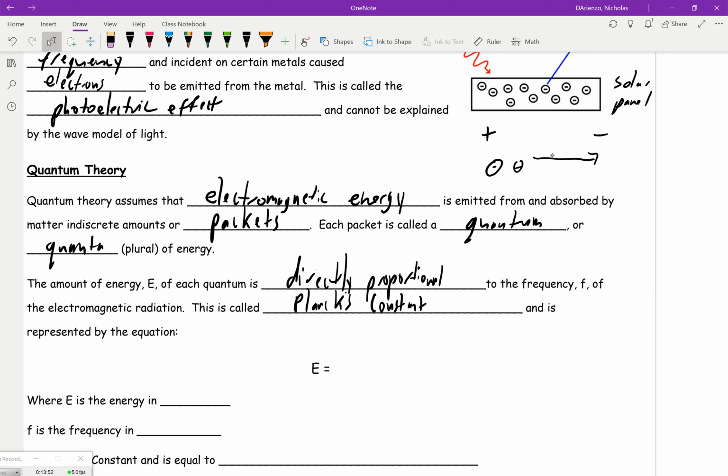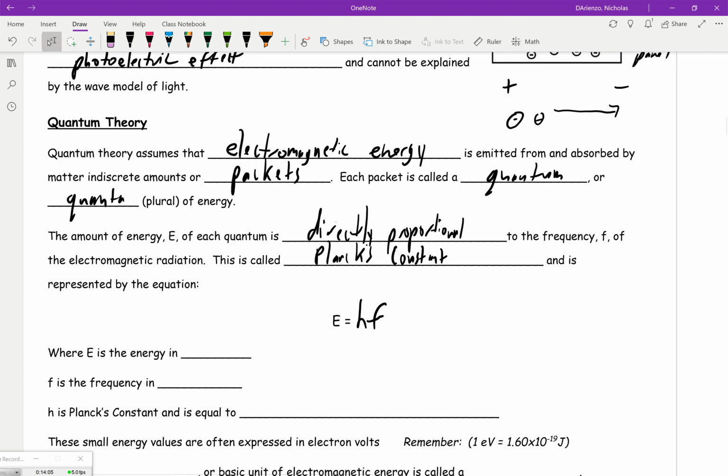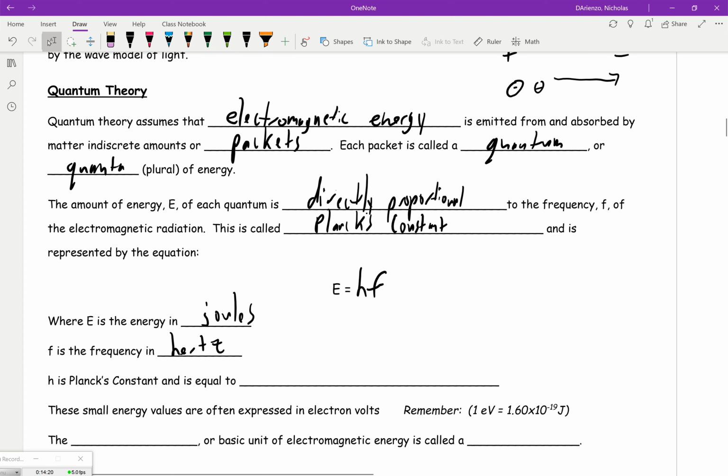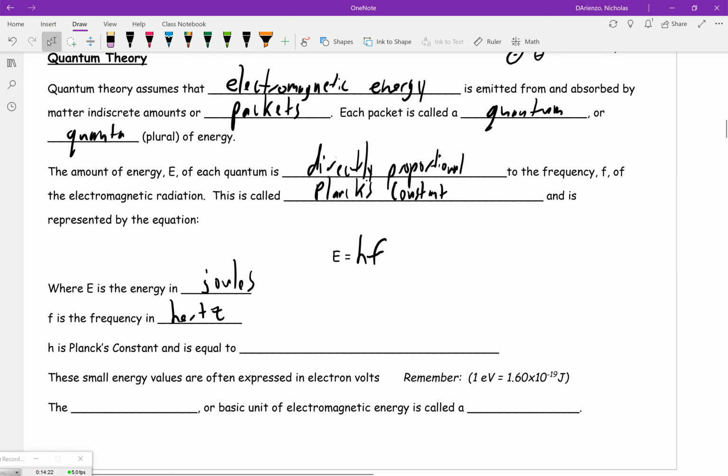And it's represented by energy equaling Planck's constant times the frequency of electromagnetic radiation, where E is the energy in joules. Remember, we're always measuring energy in joules. F is the frequency in hertz, and h is Planck's constant. This is found in your reference table.